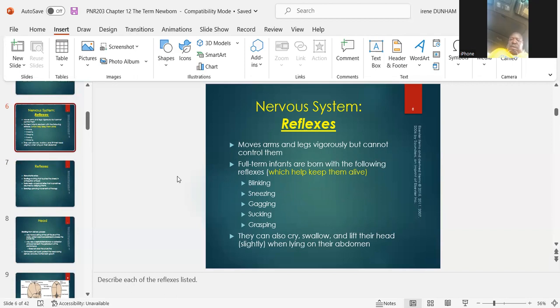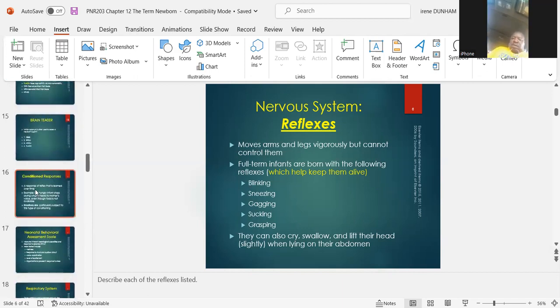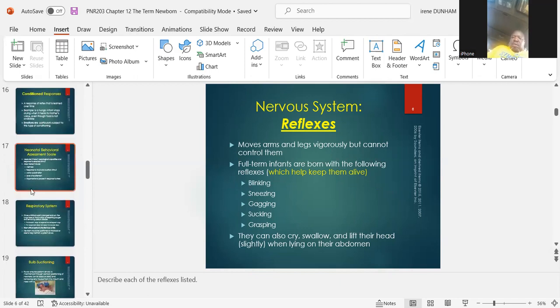We've got these reflexes I want you to know: blinking, sneezing, gagging, sucking, and grasping. These are reflexes that keep babies alive. So I want to make clear that you got that. You'll probably see that again. If I was to ask you that question again, the nurse is aware that a full-term infant is born with which reflexes? What would you say? Blinking, sneezing, gagging, sucking, and grasping.